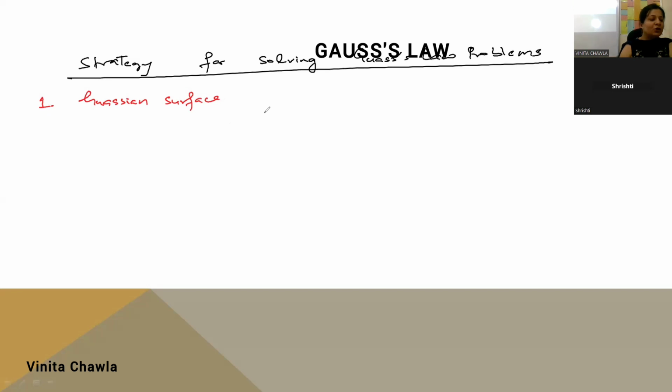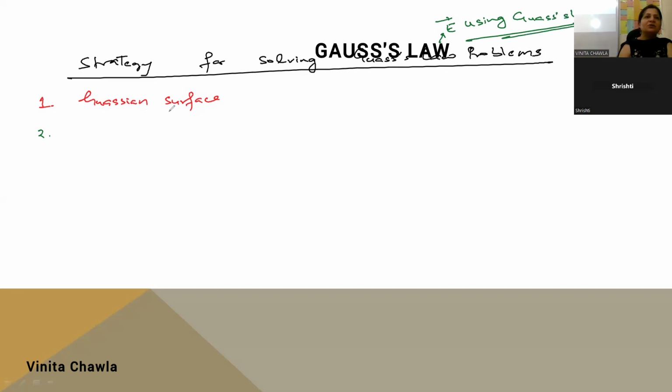ठीक है. अब ये जो Gaussian surface है, ये आप कैसे चूज करोगे? Gaussian surface कैसी होनी चाहिए? Gaussian surface क्या चीज है? कैसे चूज करते हैं? कैसे कंस्ट्रक्ट करते हैं? और गॉस लॉ प्रॉब्लम्स क्या है? ठीक है. गॉस लॉ प्रॉब्लम्स बेसिकली क्या है कि हम we find electric field intensity using Gauss law.